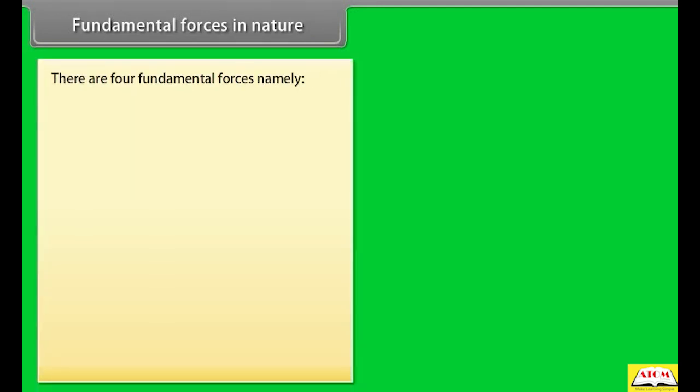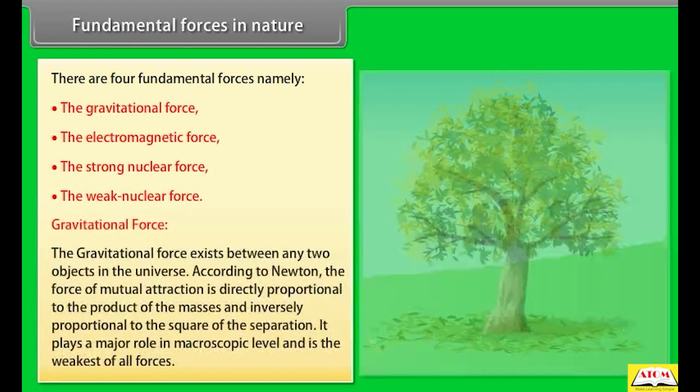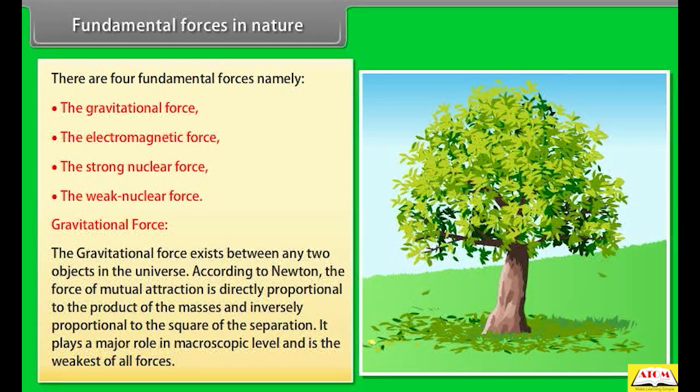Fundamental forces in nature. There are four fundamental forces, namely the gravitational force, the electromagnetic force, the strong nuclear force, and the weak nuclear force. The gravitational force exists between any two objects in the universe. According to Newton, the force of mutual attraction is directly proportional to the product of the masses and inversely proportional to the square of the separation. It plays a major role at the macroscopic level and is the weakest of all forces.